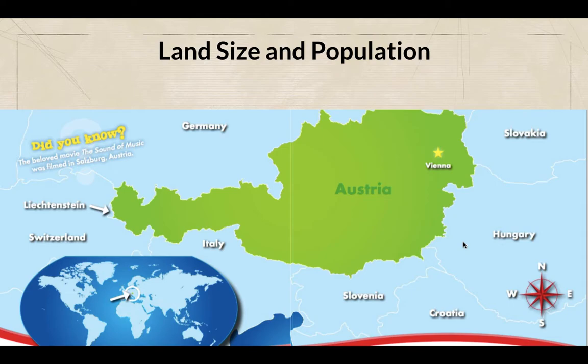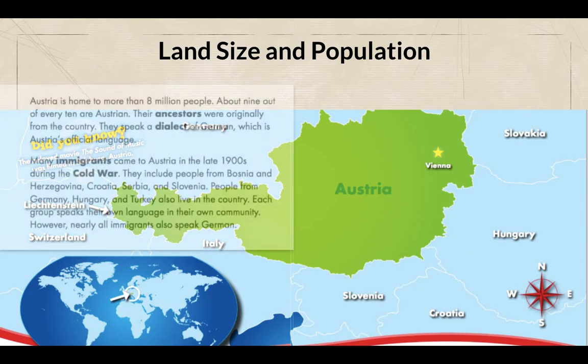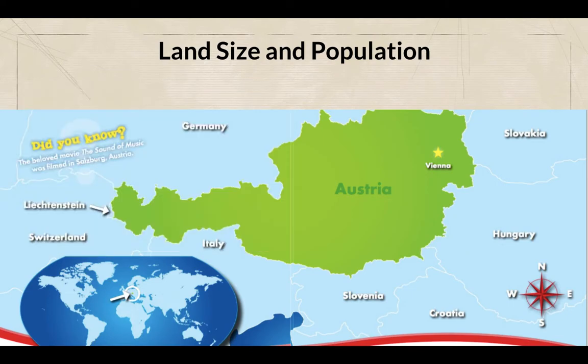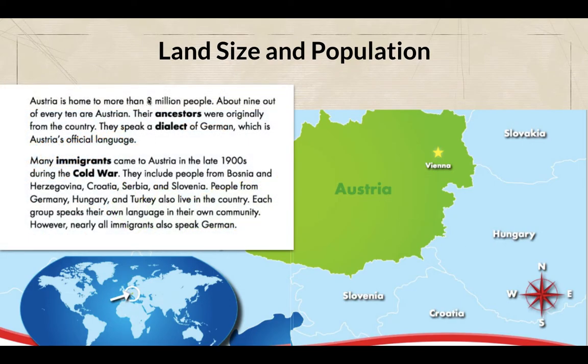And here we have the size and population of Austria. Here we see that Austria is home to more than 8 million people. So that's the population, how many people live in that country. And again, you'll be able to find most of this information in the books that you find, and if not, you can always do a little bit deeper research on the internet to find that information.